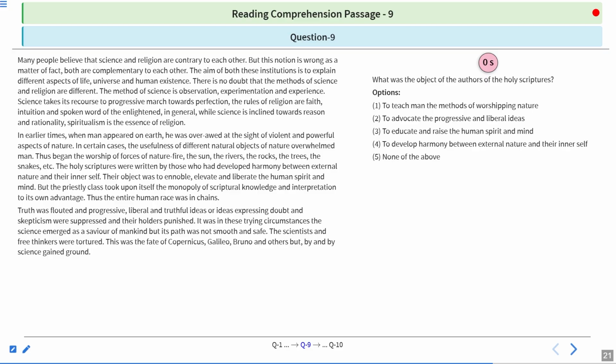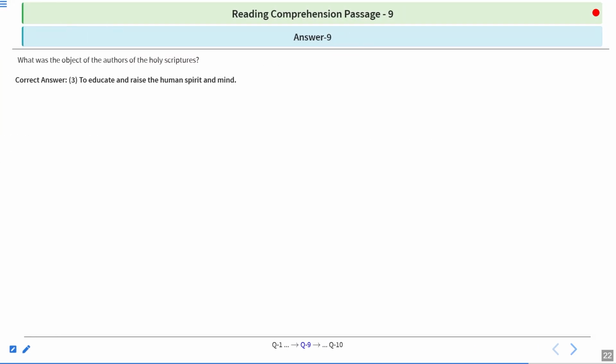I hope you've done so. Let's move to the correct answer. The correct answer is 3. To educate and raise the human spirit and mind.